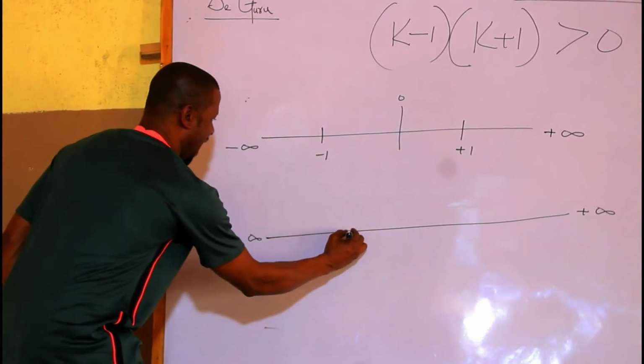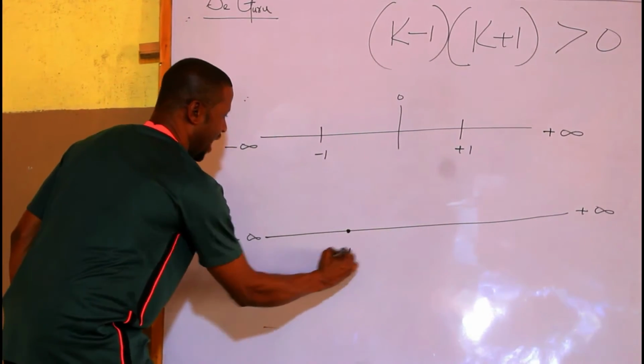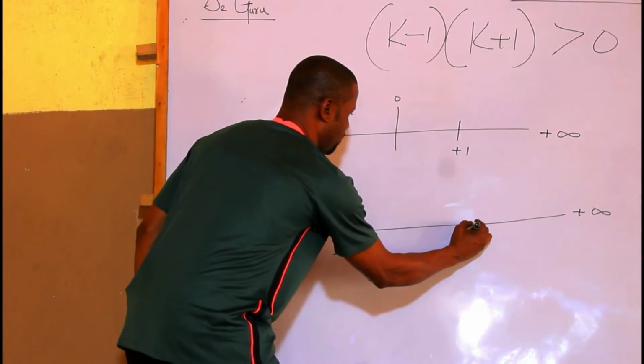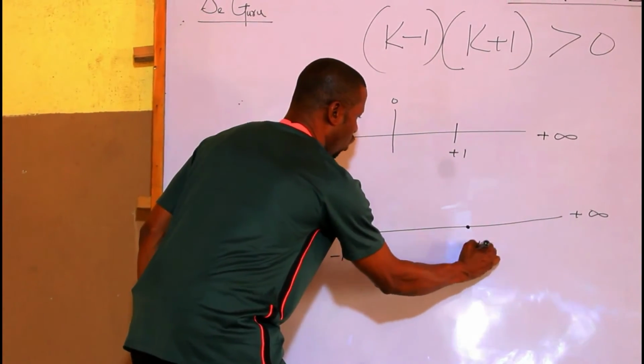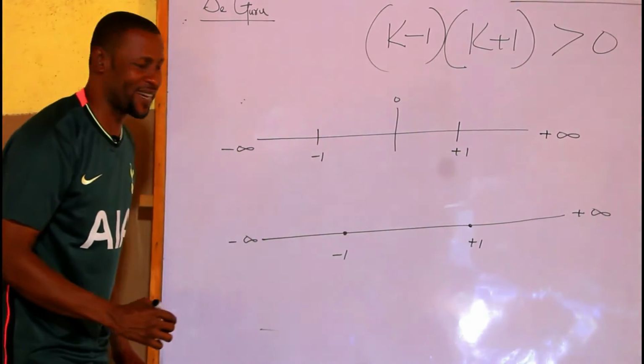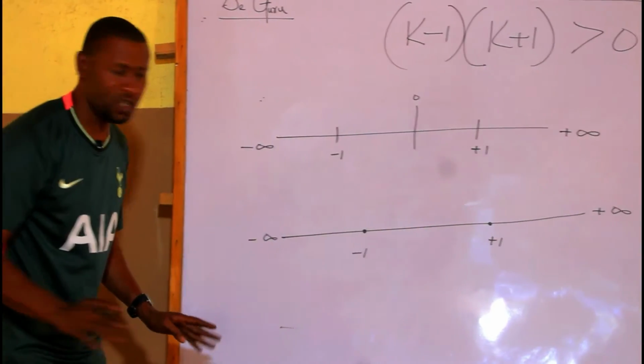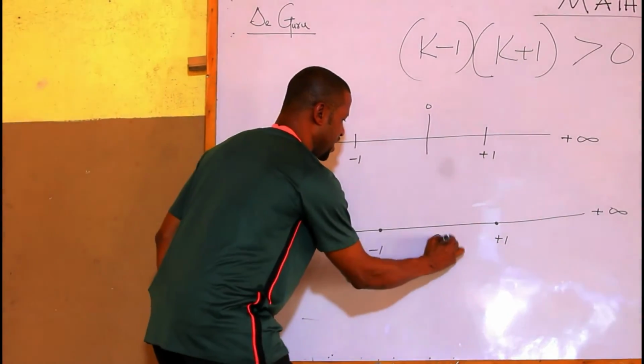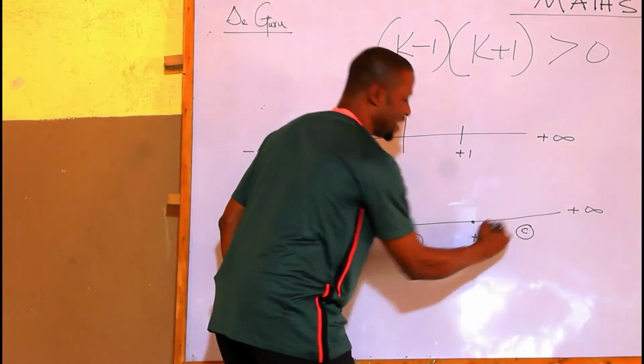The first point I have here is minus 1. Don't write 0 again. Next point I have is plus 1. So there are 3 identifiable regions. This is region A, this is region B, this is region C.